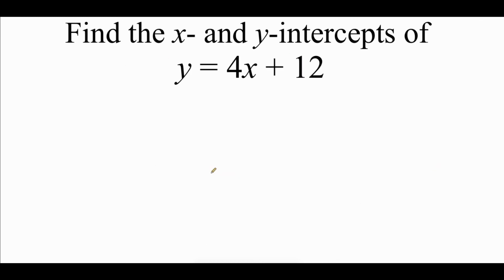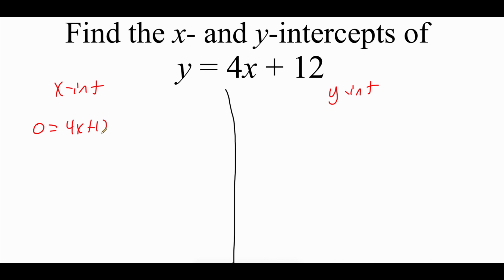In this example, I want to find both the x and the y-intercepts for the function y equals 4x plus 12. I'm going to split my screen to do this, and I'm going to do my x-intercept on the left-hand side, and I'll do my y-intercept on the right-hand side. I'm going to start with the x-intercept, and we said to find the x-intercept, what we want to do is plug in 0 for the y value, and then solve to get x alone. So if I plug in 0 for the y, we would get 0 equals 4x plus 12.